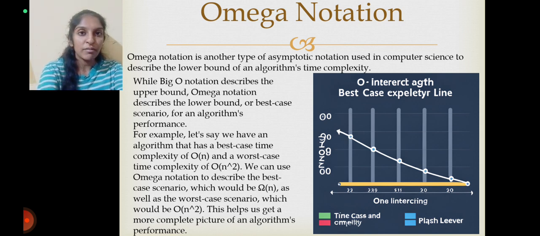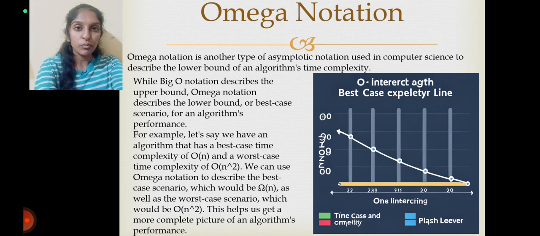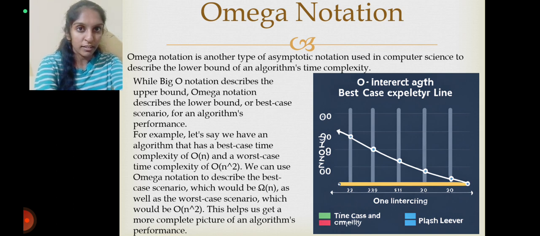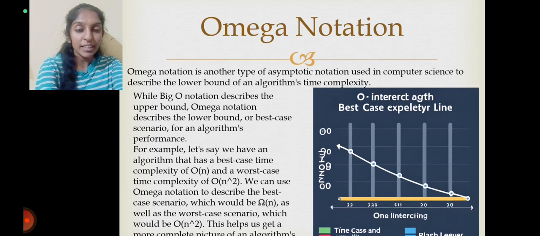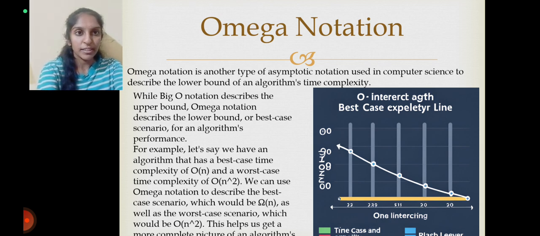Let us take the same example from 1 to 10. We have to search for the first number. One will be at the first place. So if we get the output at the first place, we need not search from 1 to 10. We get the output at the starting. This we call the best case complexity, and it is represented by the omega notation. Omega notation is used to represent the best case complexity.